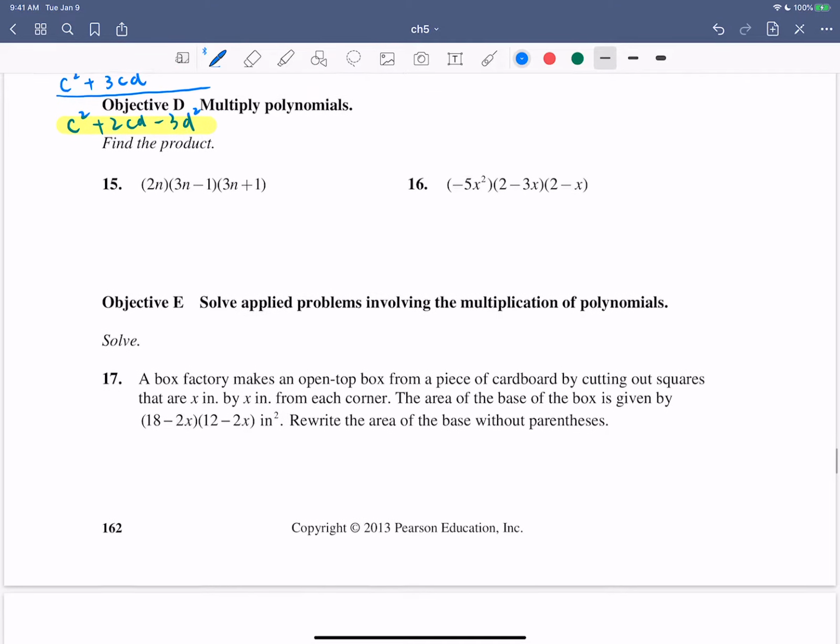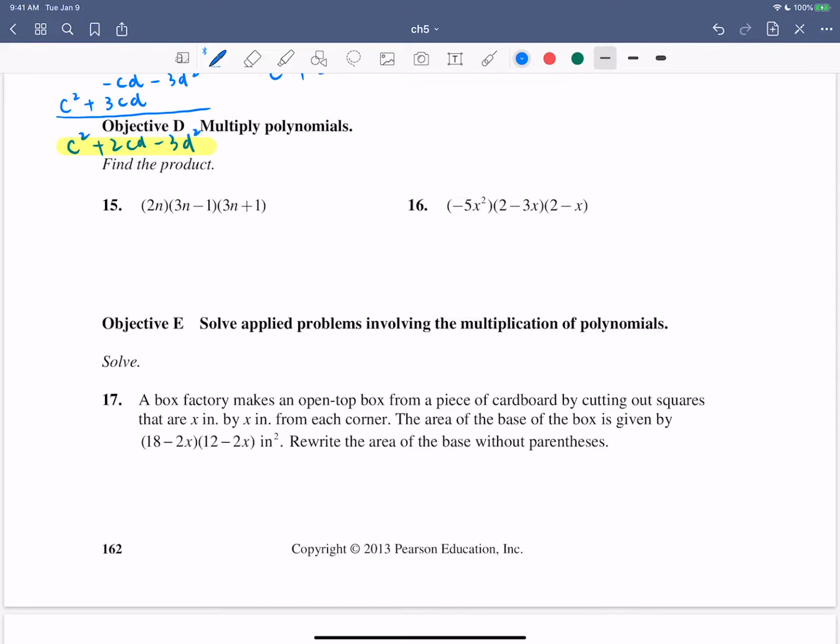Number 15. Find the product. If you look at this one, we have monomial multiplied by binomial multiplied by binomial. It's probably easier if we just do the distributive property. And you could do it from left to right, or you could do it in a different order, because we are multiplying three different factors, by the commutative property and associative property we could change the order of operations, we could change the terms.